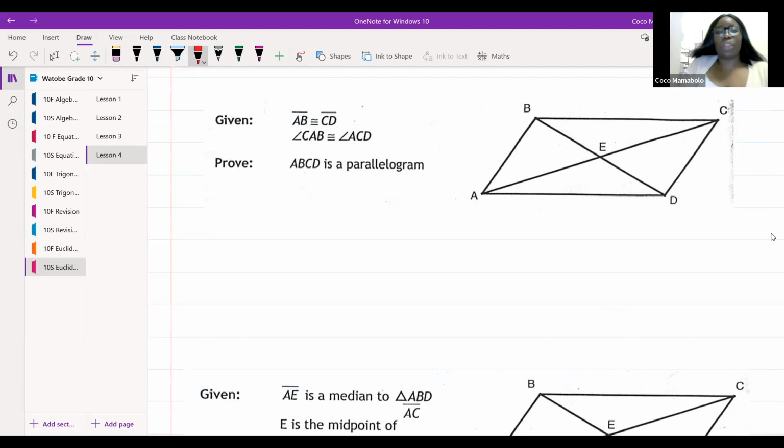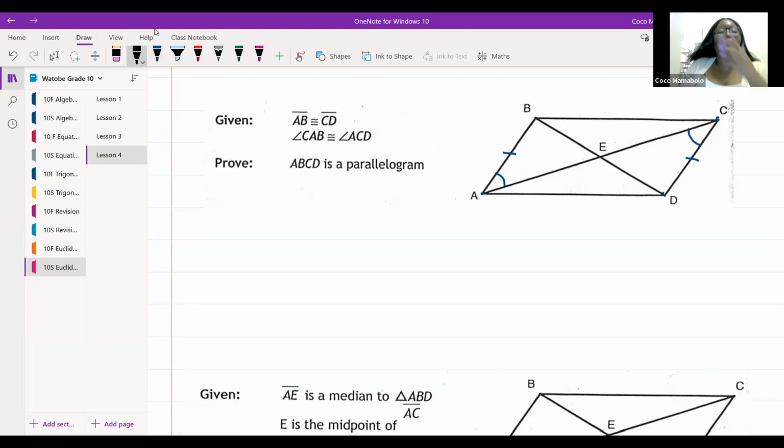Okay, so they're saying that AB is equal to CD. They're also telling me that angle, this is what they use in America for angle, angle CAB, so we're going to go CAB. So this angle over here is equal to angle ACD. So we're going to go ACD. That angle over there. Those two angles are equal.